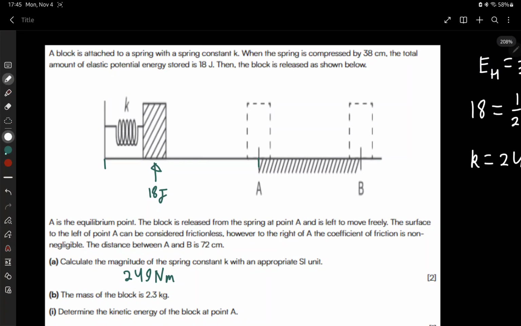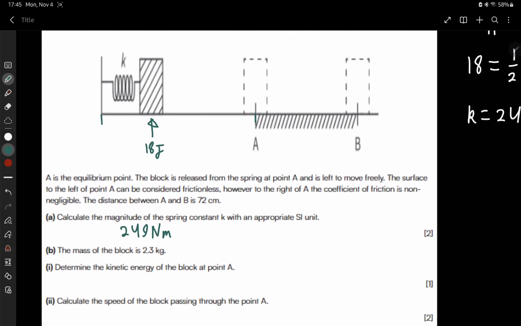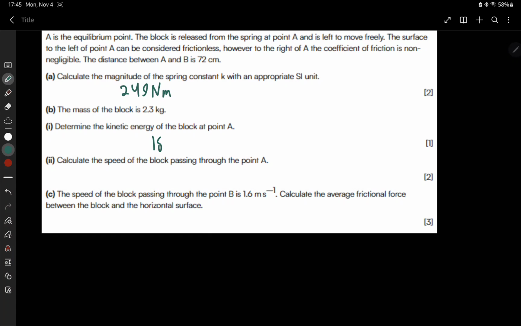So all this 18 joules of elastic potential energy gets converted into 18 joules of kinetic energy at point A, because this is the point of equilibrium, and that's where no forces are acting on the spring. So all this is transferred from 18 joules of elastic potential energy to 18 joules of kinetic energy. So it's just 18 joules.